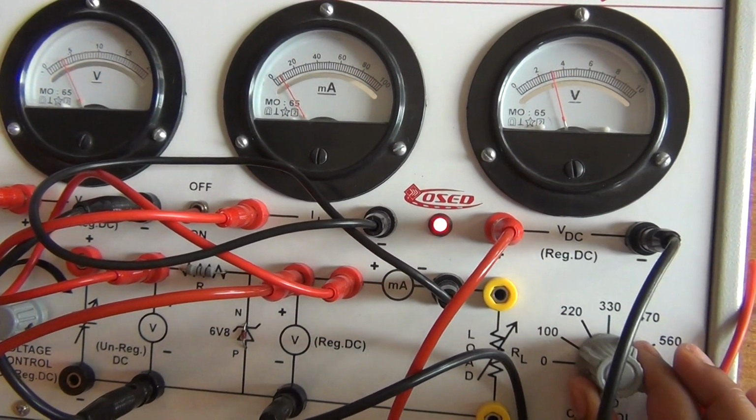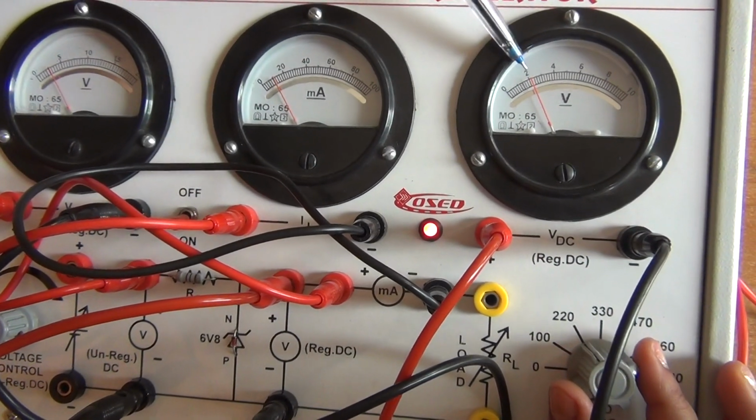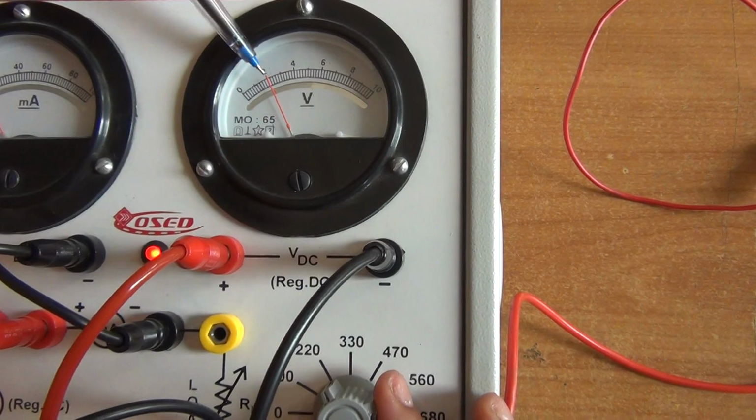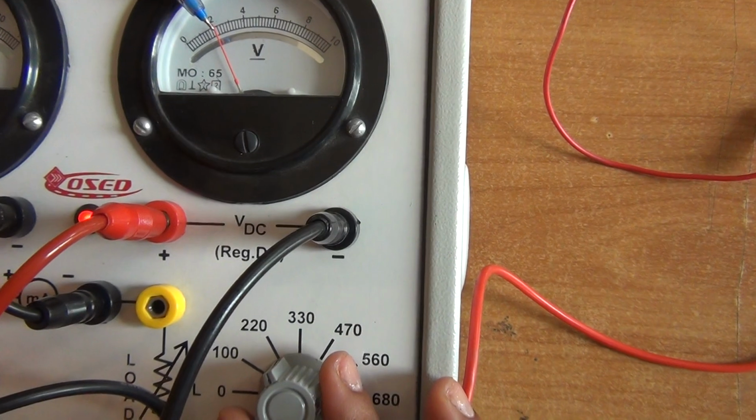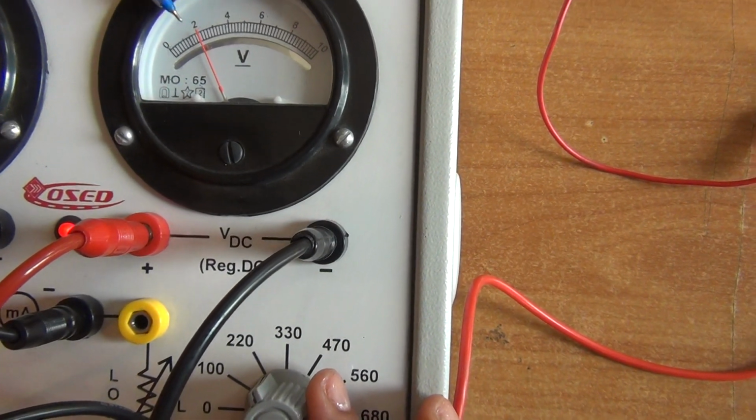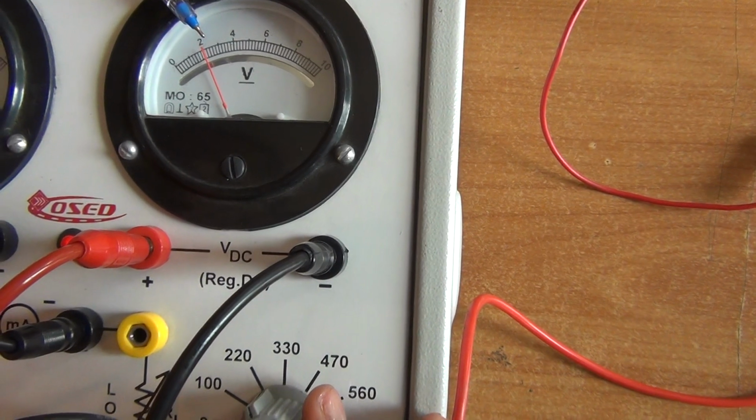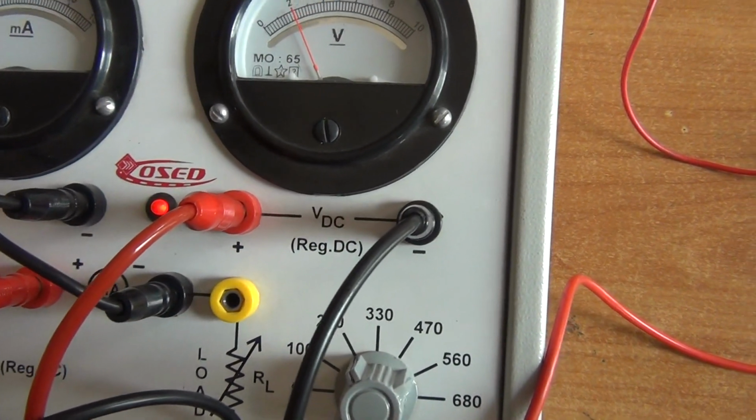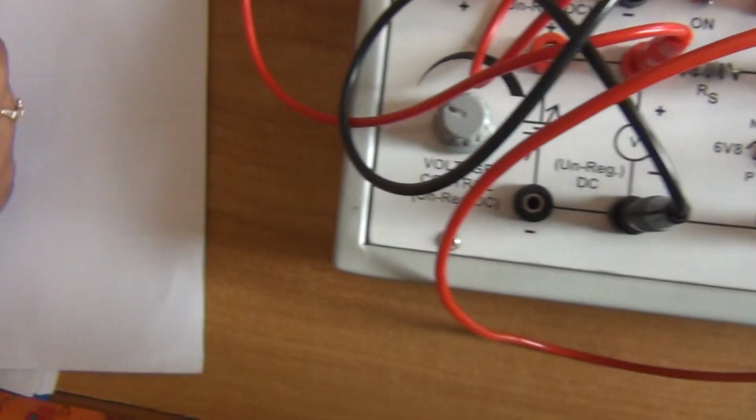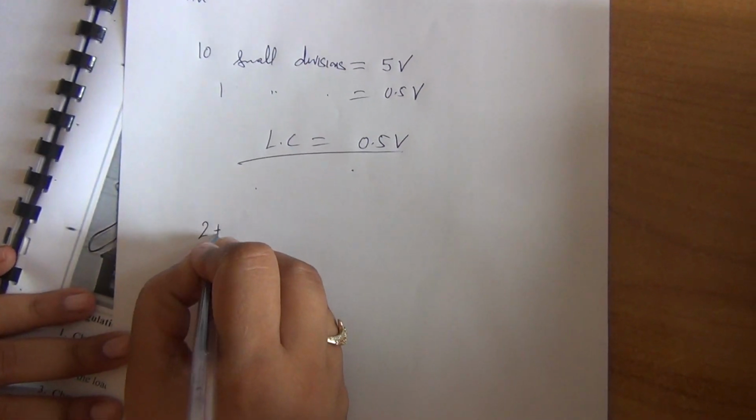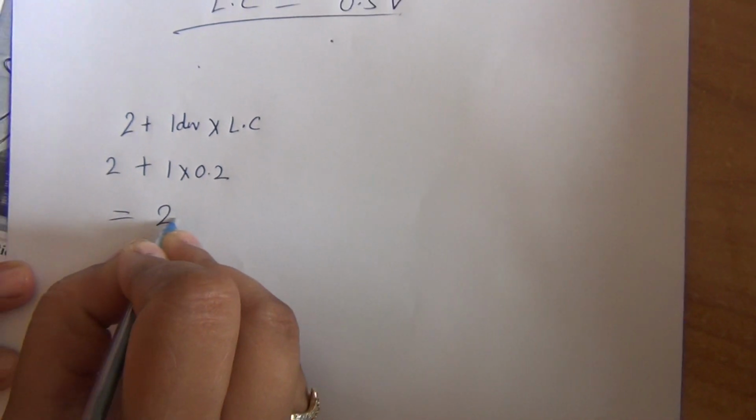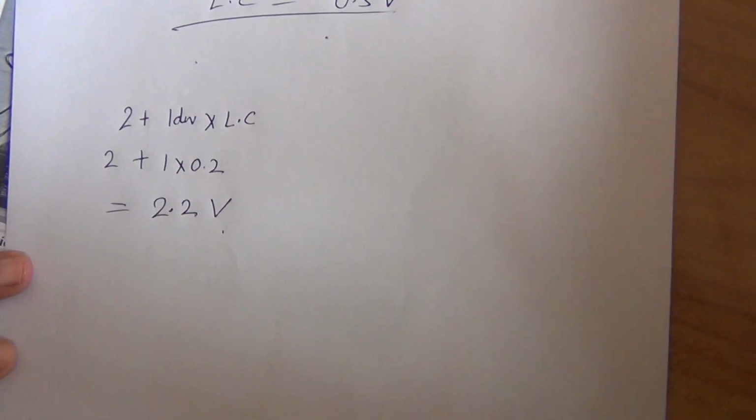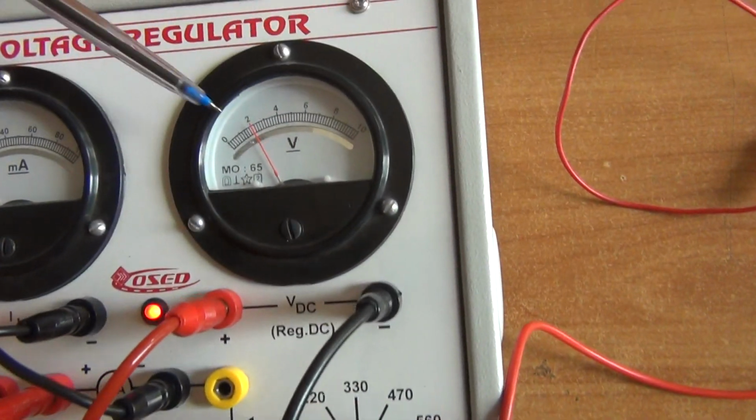Again I am repeating, the load is 220. Here you can see the output voltage is 2 plus how many divisions? 1 division into least count. So the reading is 2 plus 1 into 0.2. This is how you have to take the reading. This is 2.2 volt.